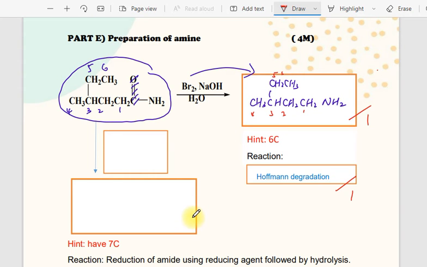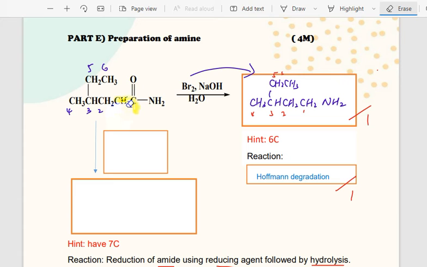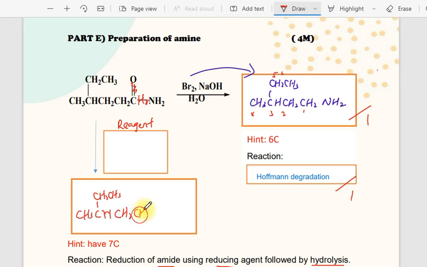Next, for this case, reduction of amide. Amide using reducing agent followed by hydrolysis. It remains 7 carbon, meaning that the C double bond O will reduce and become CH2. We have to check what is the reagent. The product I know already: CH3, C, CH2, CH3 here. Just copy. There is hydrogen, CH2, CH2, and then the C double bond O will become CH2.